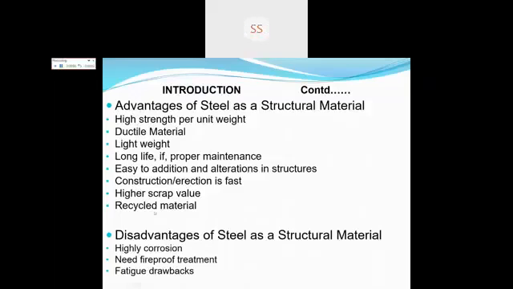So you must know what the advantages of steel as a structural material are and why you are interested to use structural steel, design of structural steel. The first advantage is high strength per unit weight. It is a purely ductile material, lightweight, long life. If you provide proper maintenance, it is easy to make additions and alterations in structures. Construction erection is fast, higher scrap value, and recycled materials.